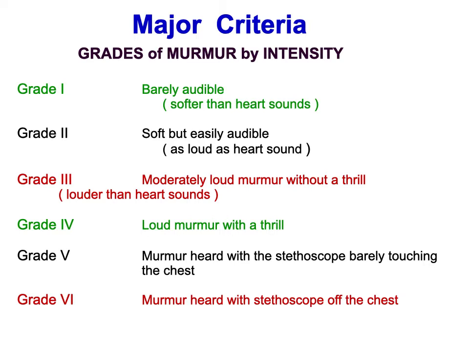Now you can easily understand. So grade 3 or more is pathological. That means the intensity of the murmur is louder than the heart sounds.